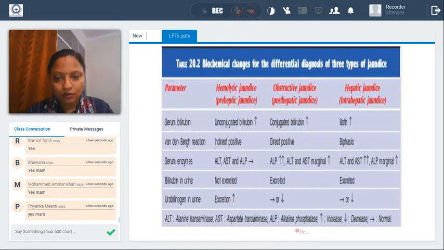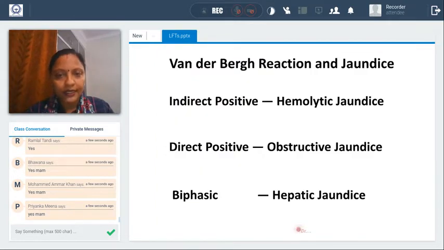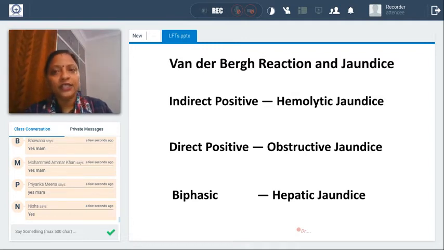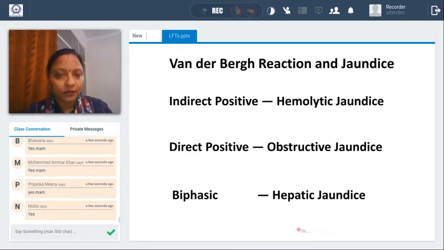Let's go to the next slide. Yes, this is the important feature. This is the crux of the differential diagnosis of jaundice, the van den Bergh reaction and jaundice. If it is indirectly positive, we can diagnose it as hemolytic jaundice. What is another name of hemolytic jaundice?